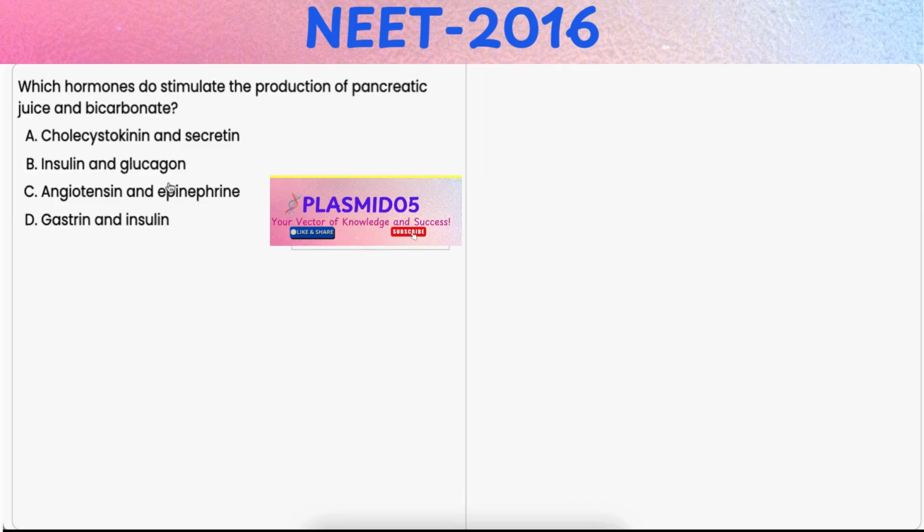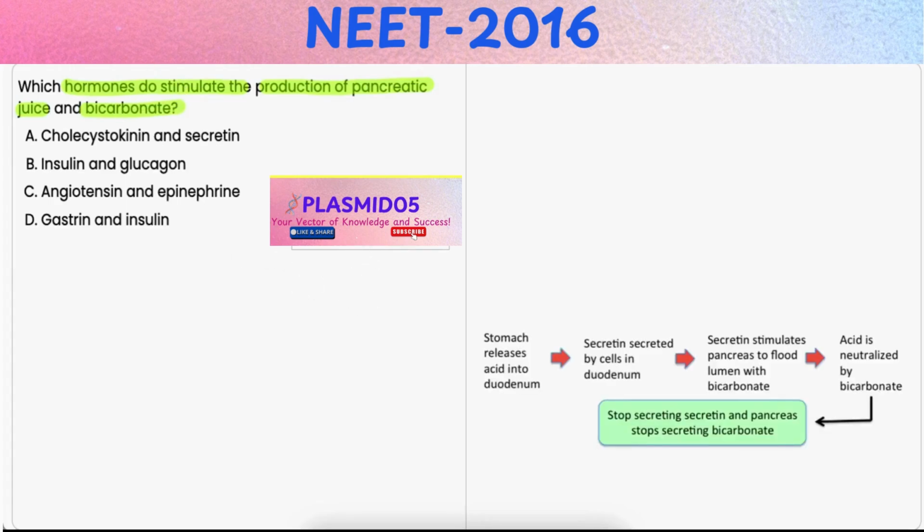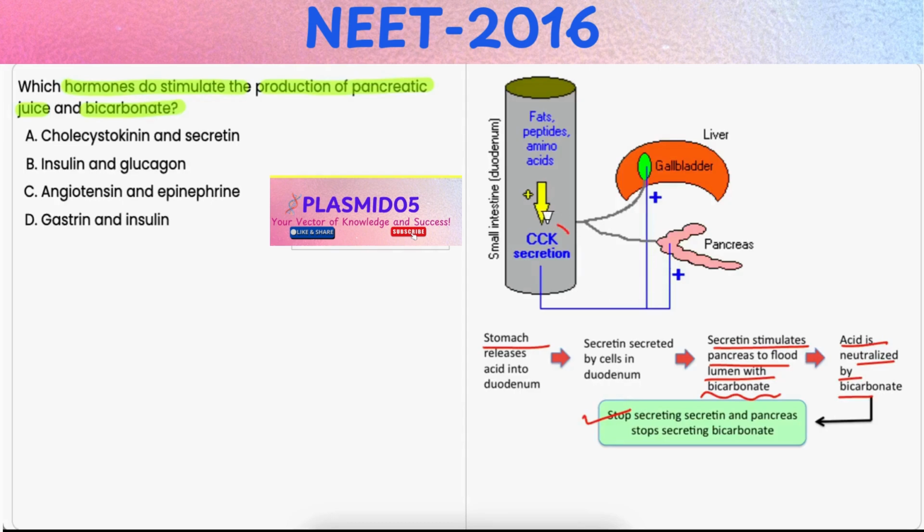In this question, you have to identify the hormones that stimulate the production of pancreatic juice and bicarbonate. Now, secretin stimulates the pancreas to release bicarbonate rich fluid, which helps to neutralize the acidic chyme from the stomach. And cholecystokinin, that is CCK, stimulates the secretion of enzyme rich pancreatic juice that helps in digestion. So, together, these hormones coordinate the release of pancreatic secretions. Hence, the correct answer is option A.